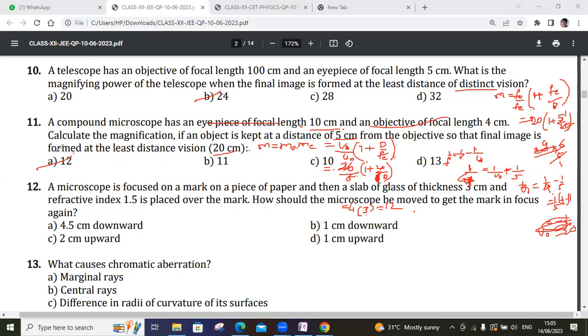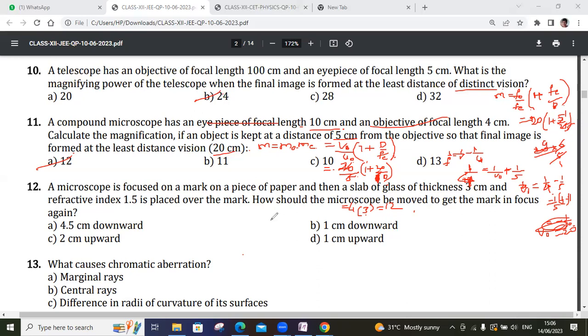So 12th question. A microscope is focused on a mark on a piece of paper. Then a slab of glass of thickness 3 centimeter and refractive index 1.5 is placed over the mark. How should the microscope be moved to get the mark in focus again?